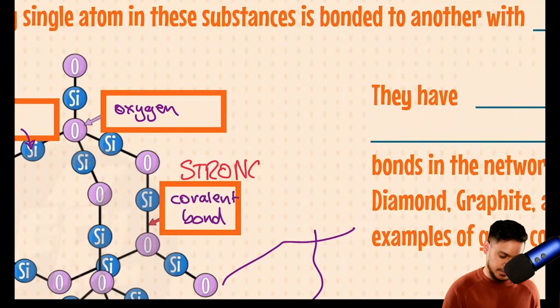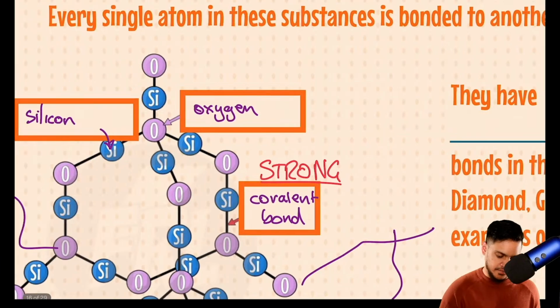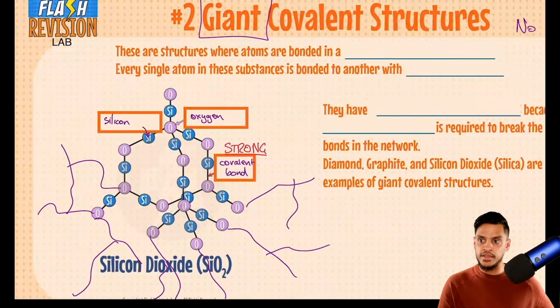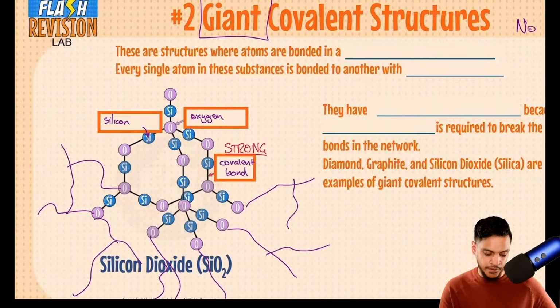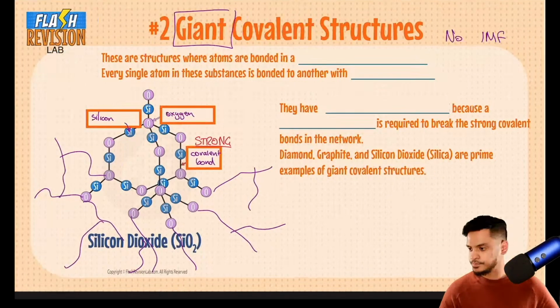Every single atom, if you look at this, is connected with these strong bonds. So if they're all connected with these strong bonds, it's very difficult to break them up. That means they're very difficult to melt, and they're generally solid at room temperature.